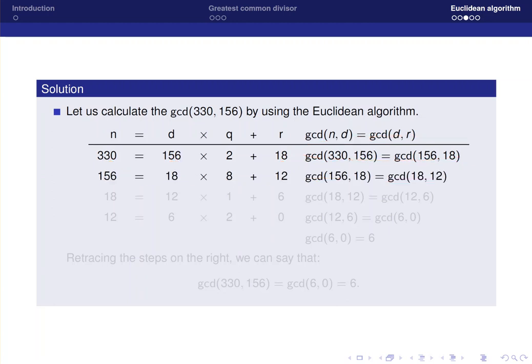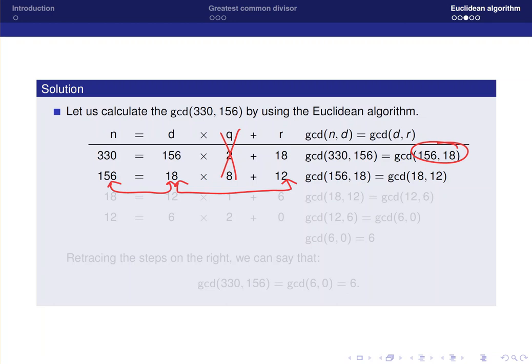So at this point, I start with the new pair, 156 and 18, and I divide them. 156 is 18 times 8 plus the remainder of 12. And keep in mind that throughout this whole process, the q is irrelevant. We don't really pay attention to it so much as the original numbers n and d and the remainder. So again, because of this new line, we know that the GCD of 156 and 18 is the same as the GCD of 18 and 12.